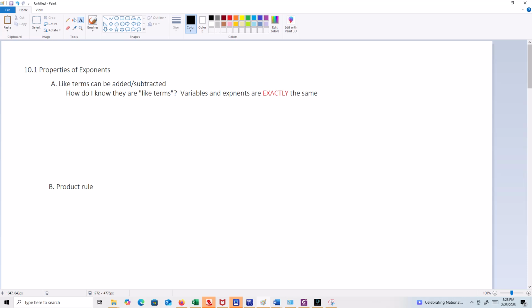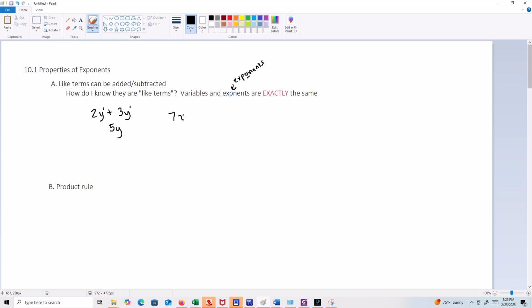So like terms can be added and subtracted. What do I mean by like terms? Well, like terms are simply terms where the variables and the exponents are exactly the same. 2y plus 3y. Well, our exponent on the y, if you don't see it, is an implied 1. So the exponents are the same and the variable is exactly the same. So we can go ahead and add that, 5y.